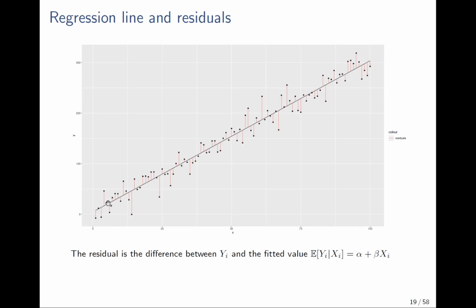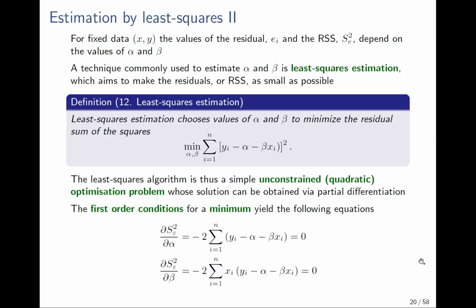Now, we could have drawn different lines at different slopes through this data, and that would correspond to different values of alpha and beta, and that would give different errors if we shift the line in certain directions. So what we're going to do in ordinary least squares is we're going to try and choose the values of alpha and beta, and therefore this line, by minimizing the sum of the squares of these residuals. That's the principle.